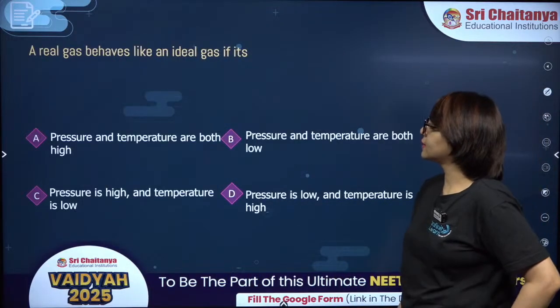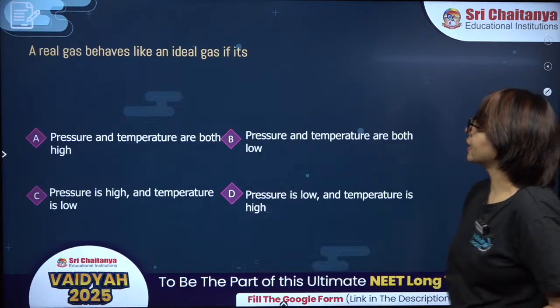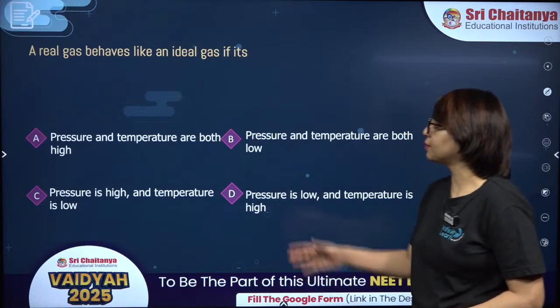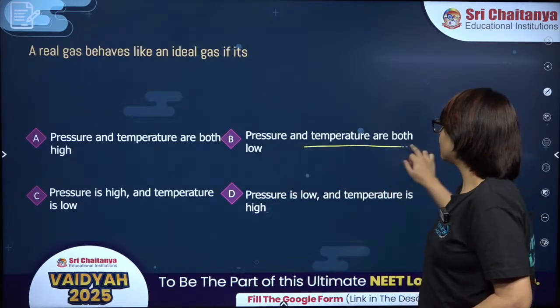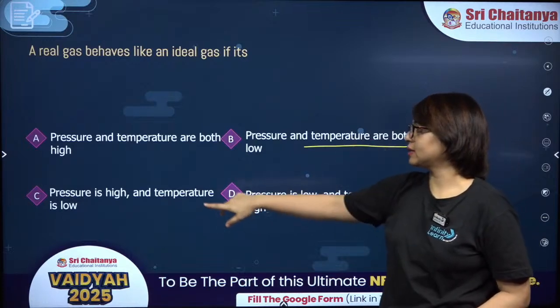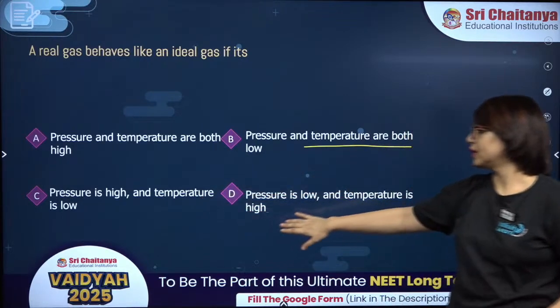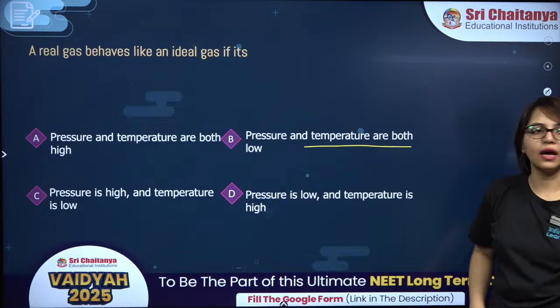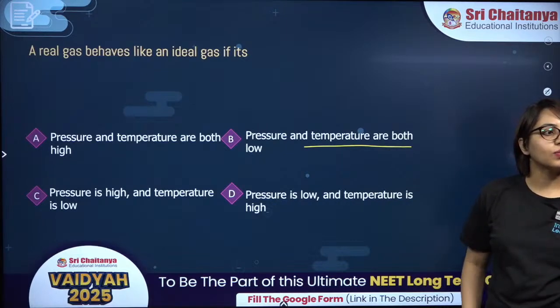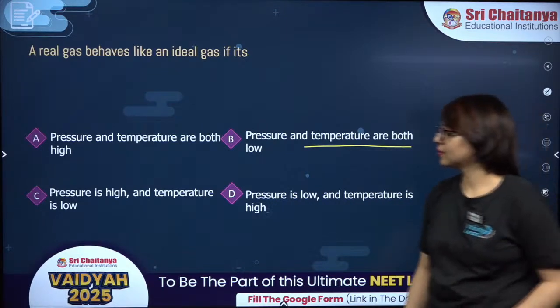All right, next is this one. A real gas behaves like an ideal gas if its pressure and temperature both are high. B, pressure and temperature are both low. C is pressure is high, temperature is low. D is pressure is low and the temperature is high. When will the real gas behave like an ideal gas?